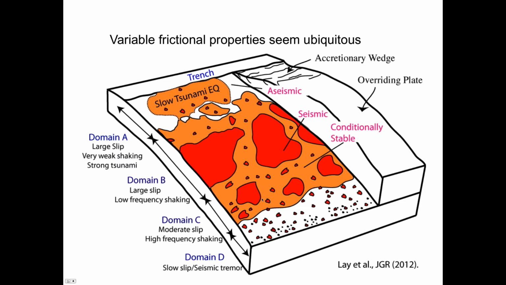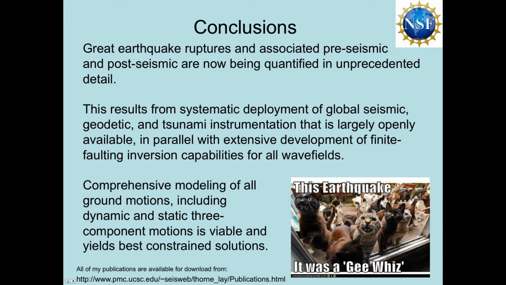As you go deeper on the megathrust, it appears that the characteristic asperity scale reduces and you have higher frequency contributions, more small patches rupturing during large earthquakes that generate strong high-frequency shaking. You can find a lot more details in this review paper. So let me wrap up. I appreciate your indulgence in this quick discussion of great earthquakes.